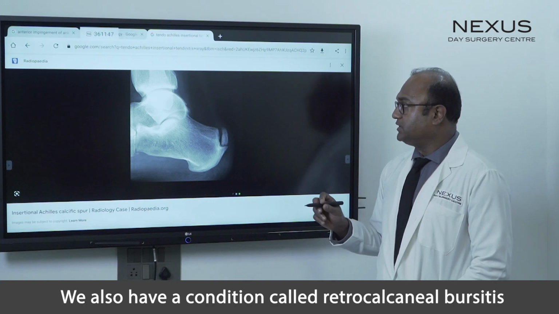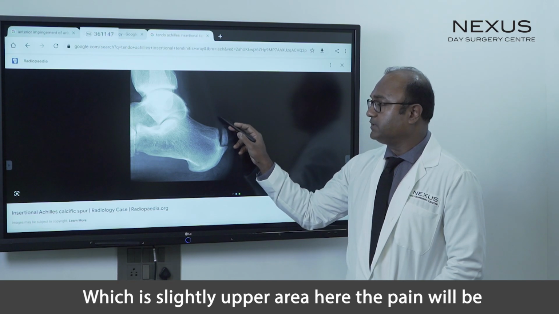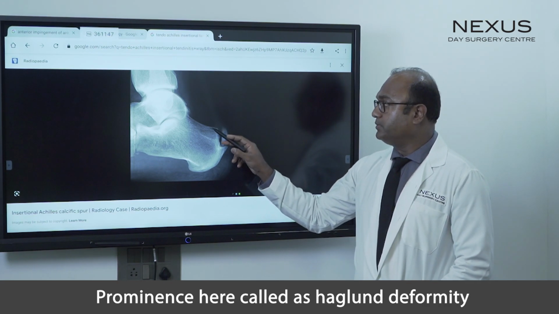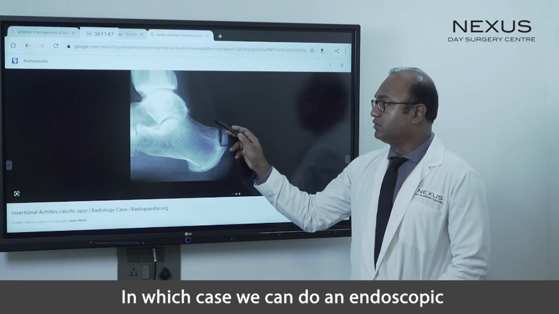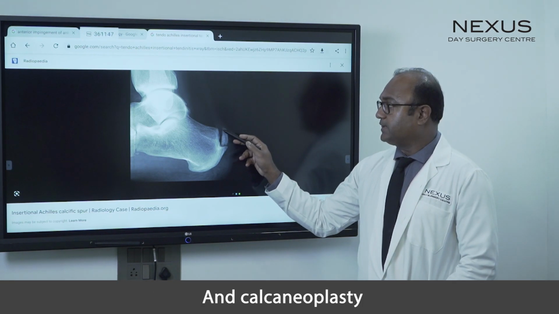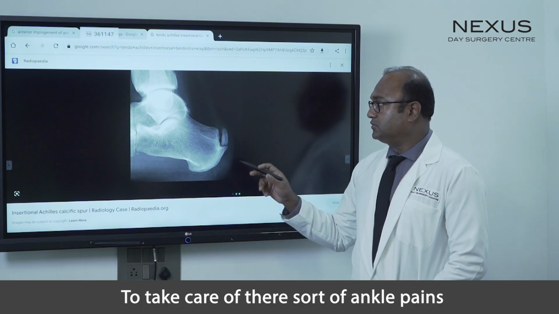We also have a condition called retrocalcaneal bursitis, where the pain is in a slightly upper area here, and this can be secondary to some bony prominence here called a Haglund deformity, in which case we can do an endoscopic retrocalcaneal bursitis excision and calcaneoplasty, which is again a minimally invasive procedure to take care of these sorts of ankle pains.